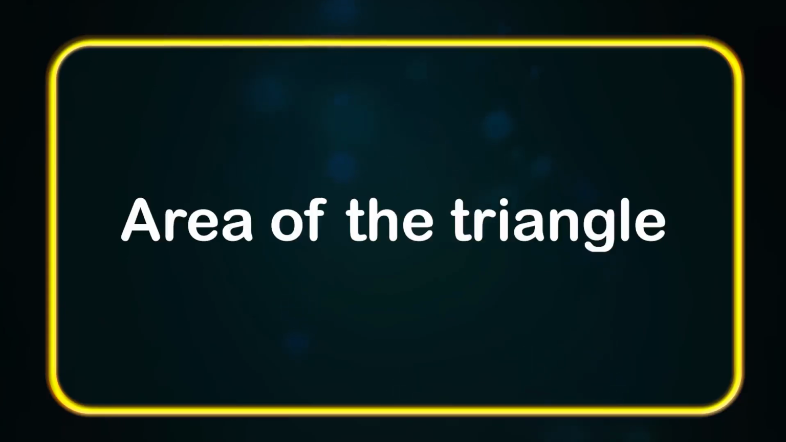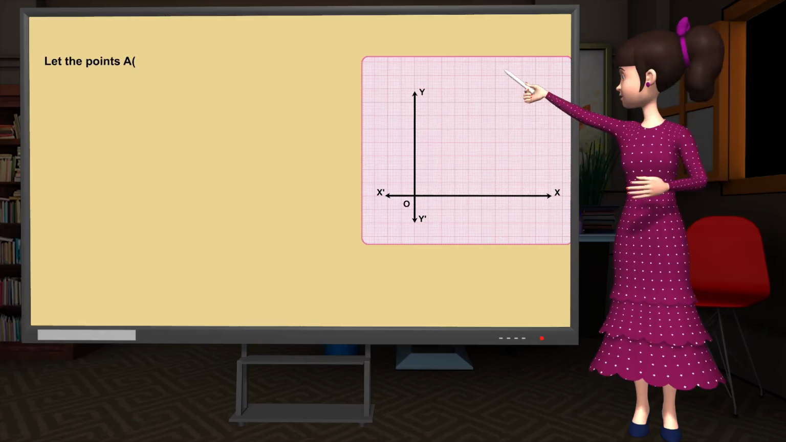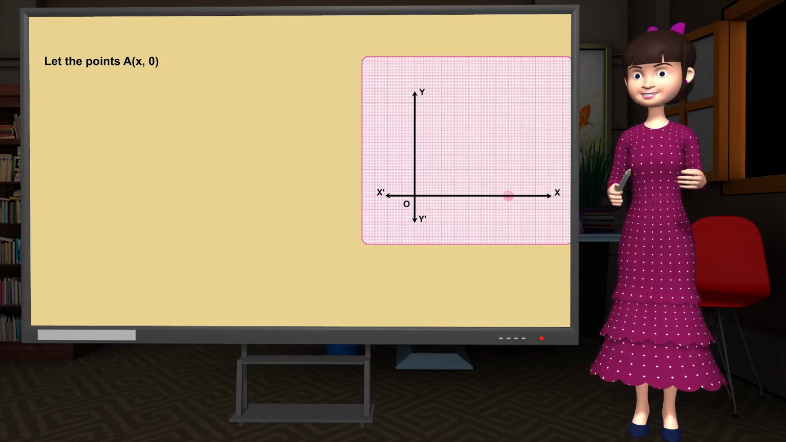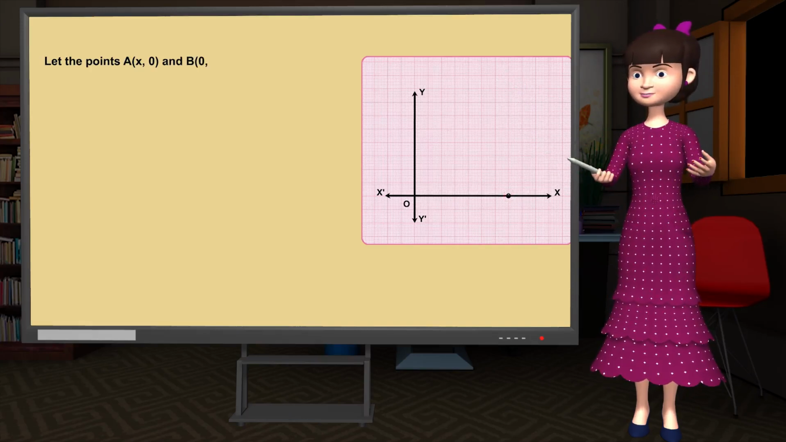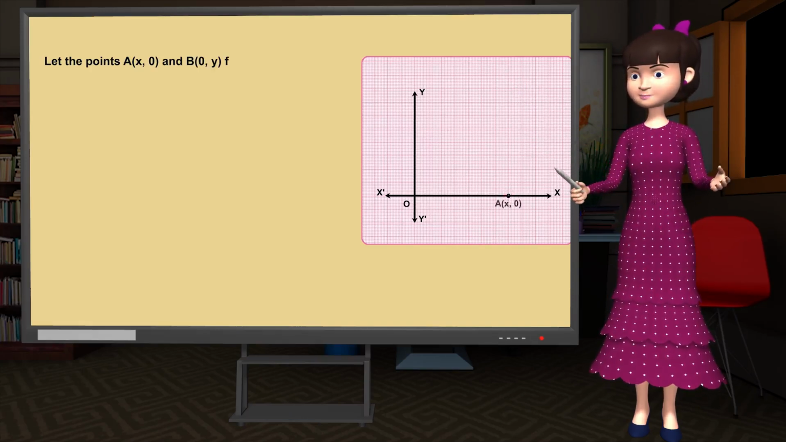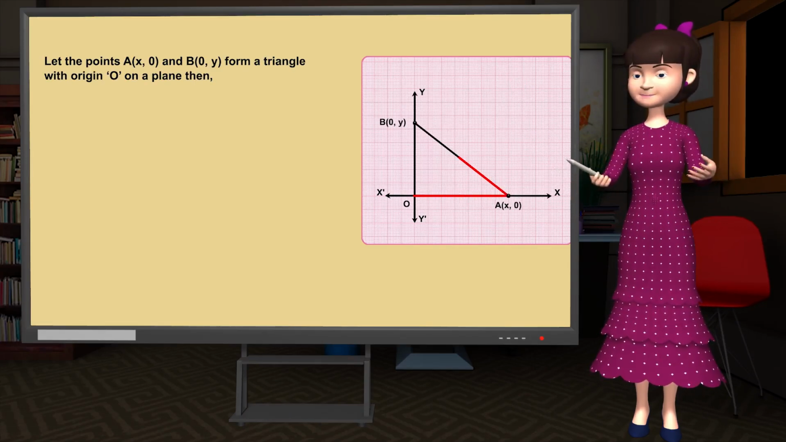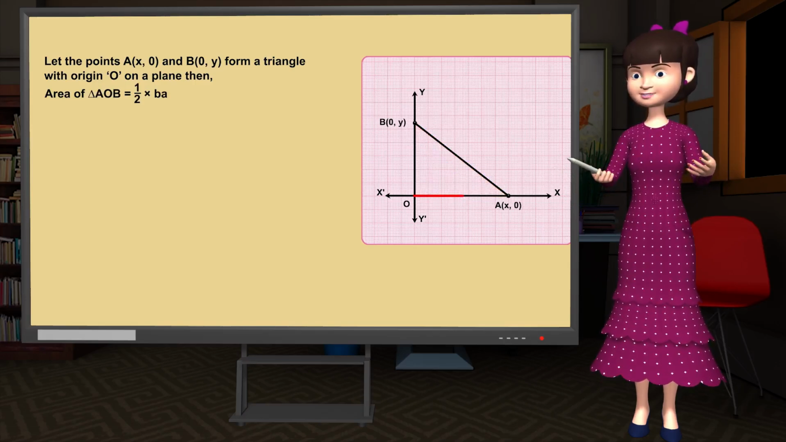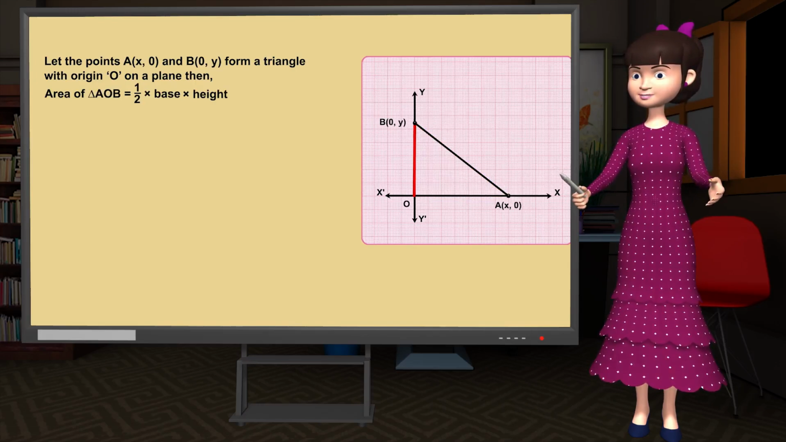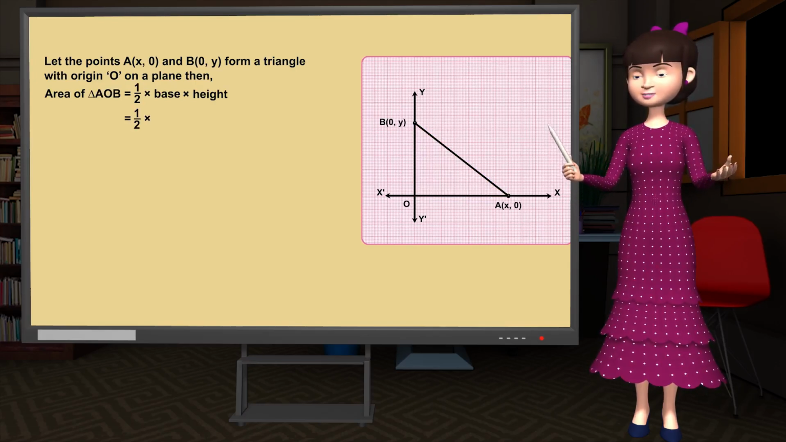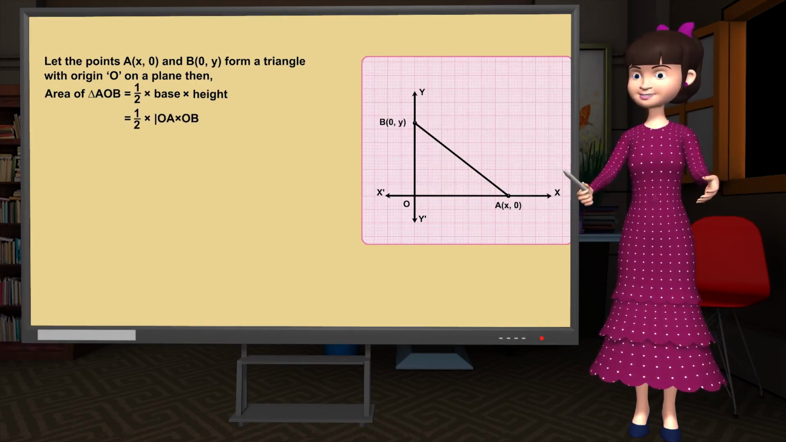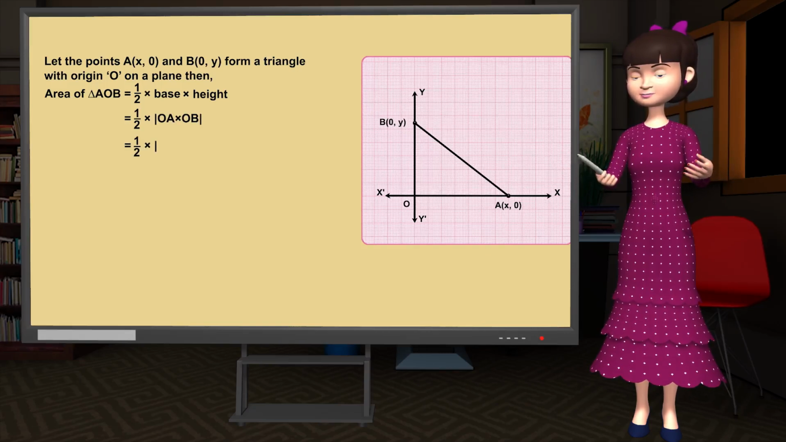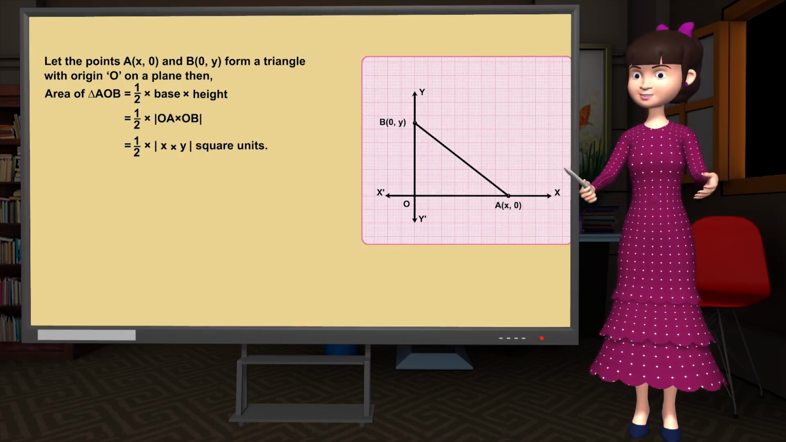Area of the triangle. Let the points A, that is (x, 0), and B, that is (0, y), form a triangle with origin O on a plane. Then area of triangle AOB is equal to half into base into height, that is half into magnitude of OA into OB, that is half into magnitude of x into y square units.